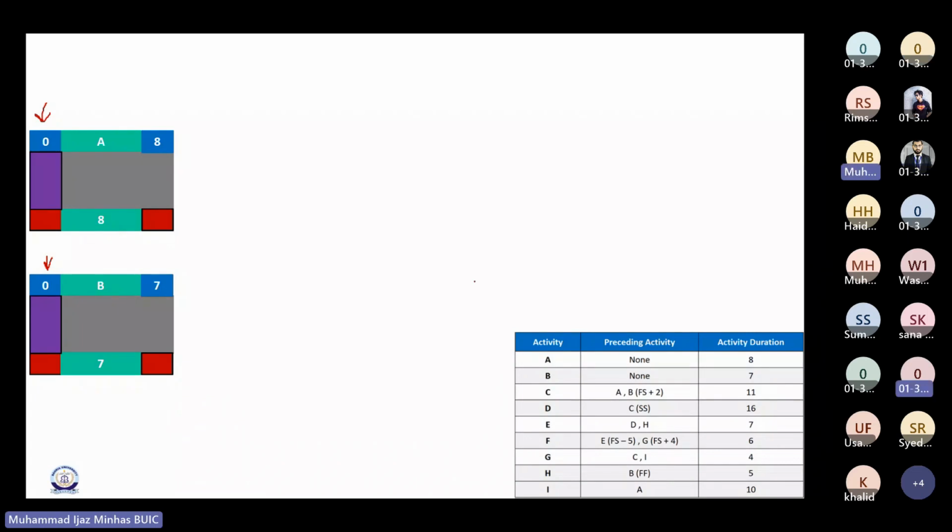Okay, so now obviously, it's very simple: if it is starting here at day 0 and 8 days are required to complete this activity, the early finish of this activity would be 8. Similarly, if I start it on day 0 and the duration of task B is 7 days, the early finish of this task would be 7. That means at the earliest, this task would be finished on day 7, right?